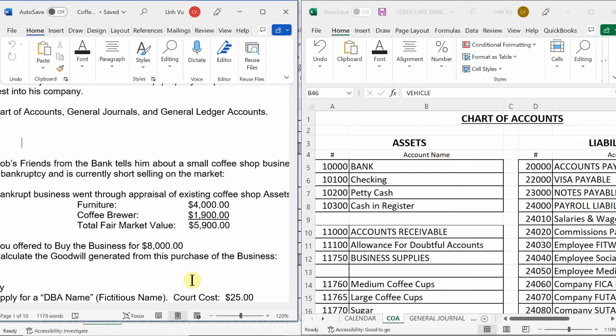Okay, so take a look at this. My fair market value of assets is $5,900, and you purchased the business for $8,000. You're close. How did you generate your goodwill? 2,100. 2,100 is the goodwill, right? So if you remember in chapter 11.5, how does the goodwill get generated?